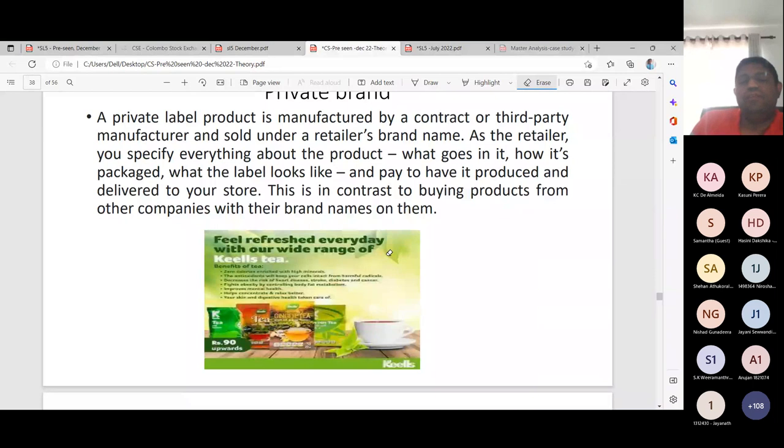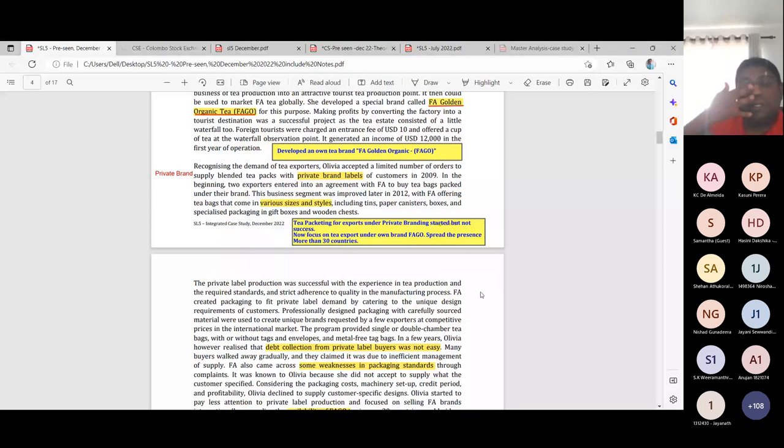For example, this Keells tea. If you go to Keells or Cargills, they have their own products. So they have their own brand products. They may have taken from different manufacturers and they put their brand name on them. Right. So that was the strategy initially applied by Olivia also. Olivia accepted a limited number of orders to supply blended tea with private brand labels of customers in 2009. In the beginning, two exporters entered into an agreement with FA to buy tea bags under their brand. See, you put their brand names. They make the labels and everything, and you do accordingly.